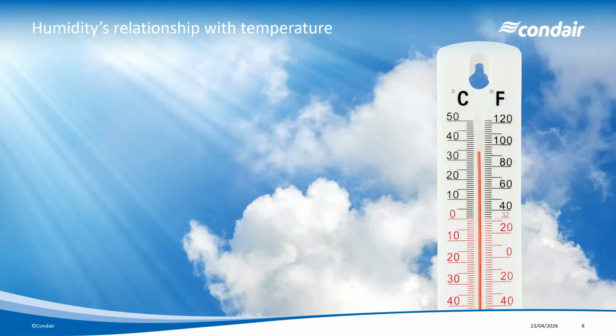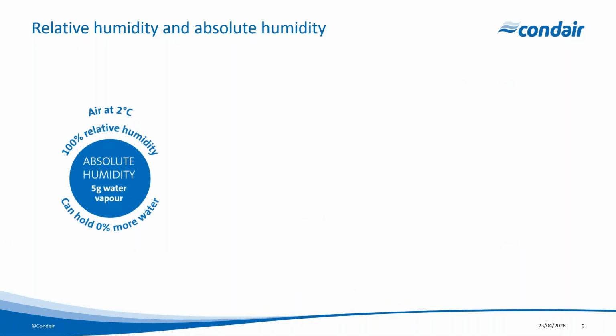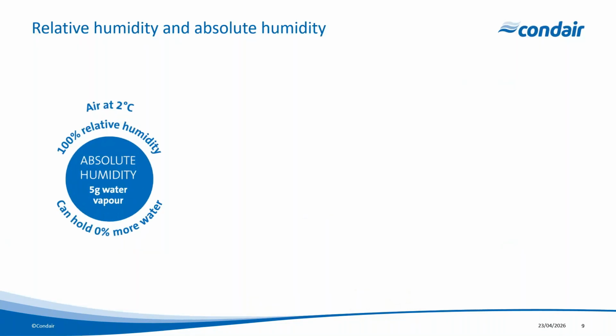So next, we're going to look at humidity's relationship with temperature and why it's critical to understand that relationship. So on this slide, you can see we've got a blue dot, and that blue dot represents 5 grams of water vapor in air at 2 degrees C. So at 2 degrees C, 1 cubic meter of air with 5 grams of water in the air is completely saturated. It can't hold any more water.